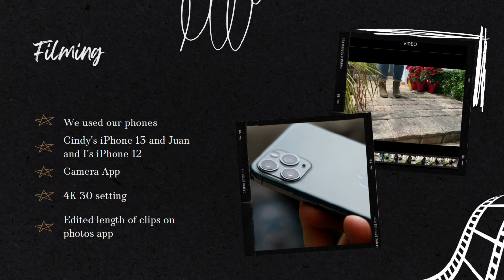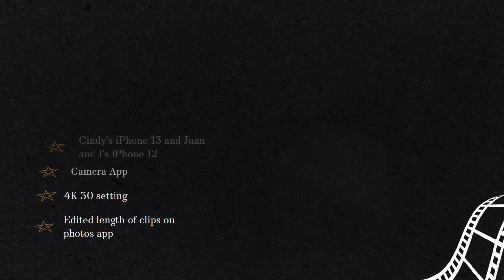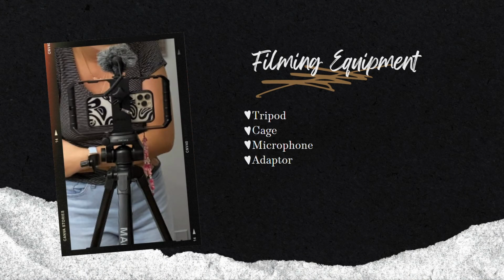On our phones, we used the camera app to film, and we put it under the 4K 30 setting rather than the HD 30 setting because the quality is better. For filming equipment, we used tripods, a cage to hold our phones to keep them stable while filming, a microphone, and an adapter. The microphone was used to have more enhanced audio while speaking in our film. This allowed us to not get too much extra background noise like wind. For the microphone, we needed an adapter to connect to our phones since it did not have the lightning cable tip that iPhones have now, and it actually had the original headphone tip. All this equipment, excluding the adapter, was supplied to us by our teacher.